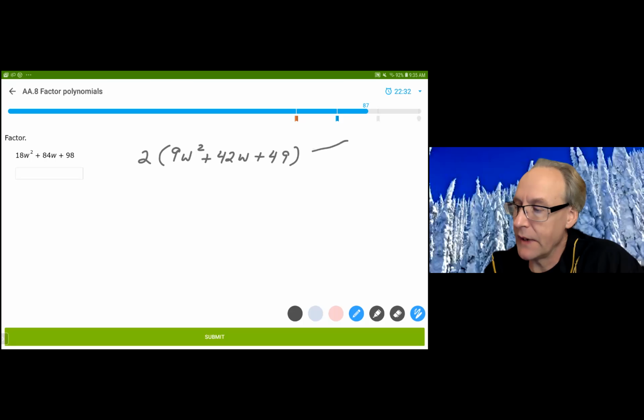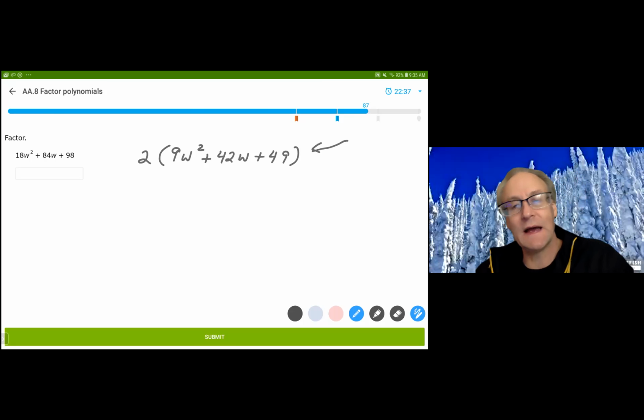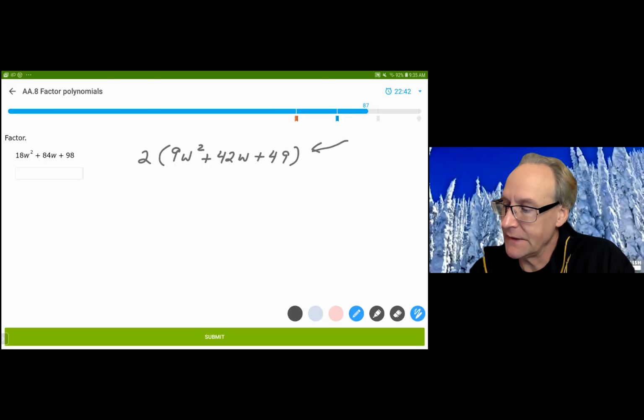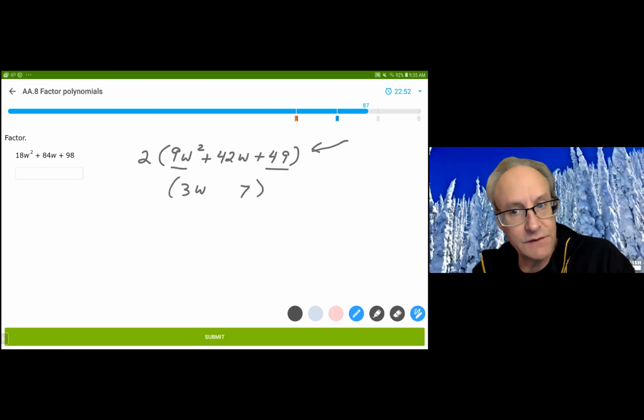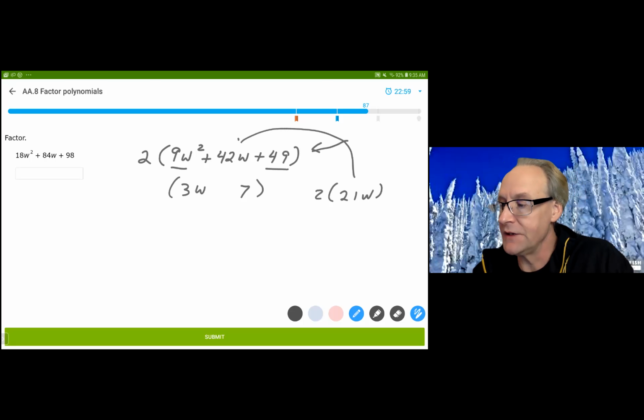And hopefully you recognize that that is a perfect square trinomial. I keep pushing on that because it's not easy to see sometimes. Think about it like this. If you take the square root of 9w squared, you get 3w. And if you take the square root of 49, you get 7. And if you multiply these terms, you get 21w. And if you double this, and it's the middle term, then you have a perfect square trinomial. And sure enough, that's what happened. So it's 3w plus 7.